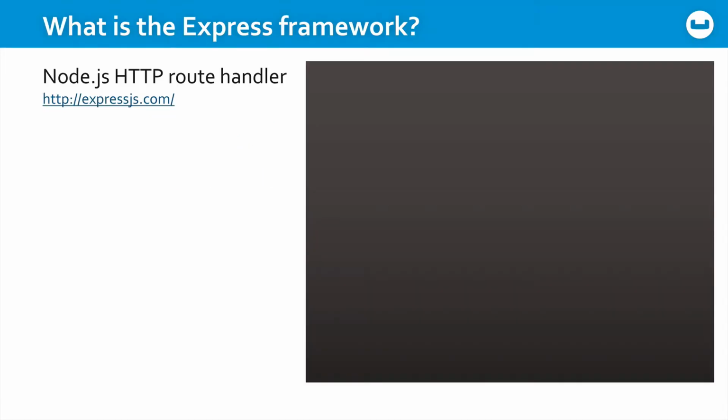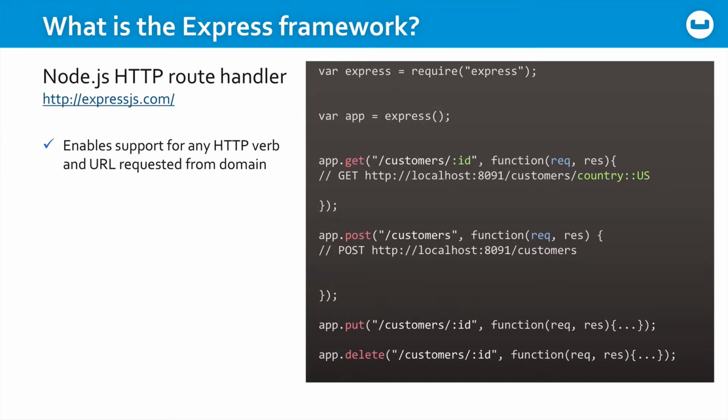First, we assume you already know Express, but in case you're new to it, let's do just a one-slide review. It's our HTTP route handler for Node.js. You can get everything you need around it at expressjs.com. The basics are that it enables you to support any HTTP verb and URL requested from your domain. So you'd require the Express module, and then the usual convention is to assign it to a local app variable, and then off the app variable you'll hang your various verbs: get, post, put, delete, and so on.